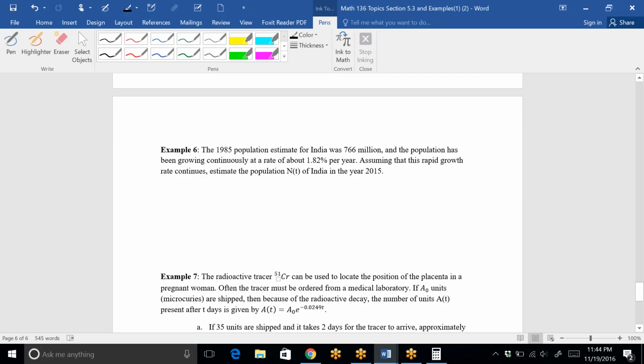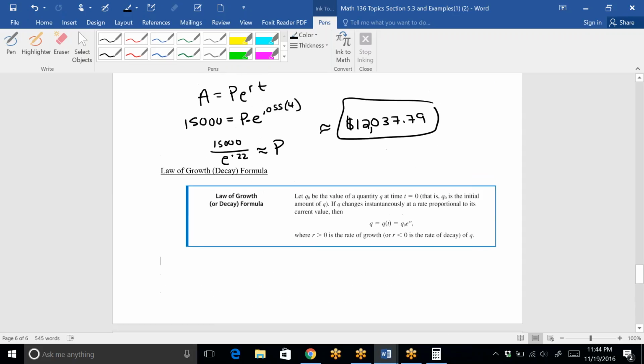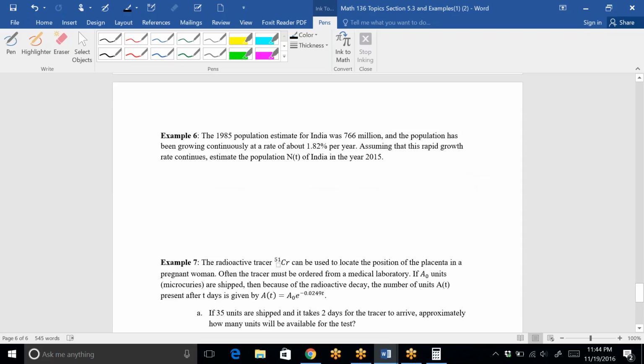So in 1985, the population estimate for India was 766 million. The population has been growing continuously at a rate of about 1.82% per year. Assuming that this rapid growth rate will continue, which of course will not usually happen, what would be the population N(t) of India in 2015? So this would be N(t) equals N sub 0 e to the rt.